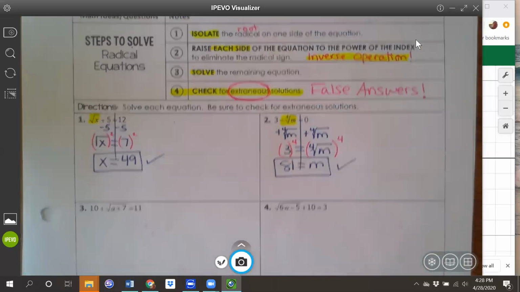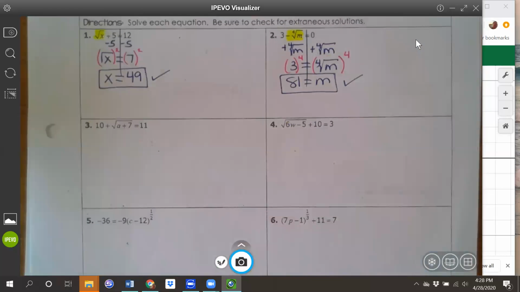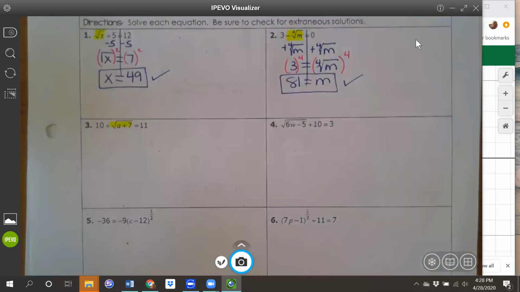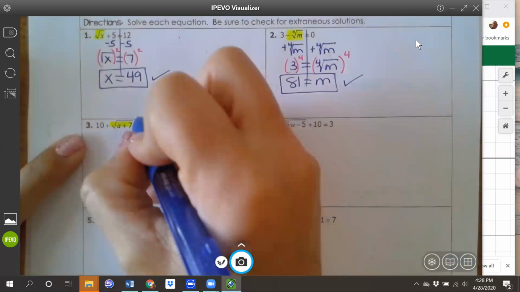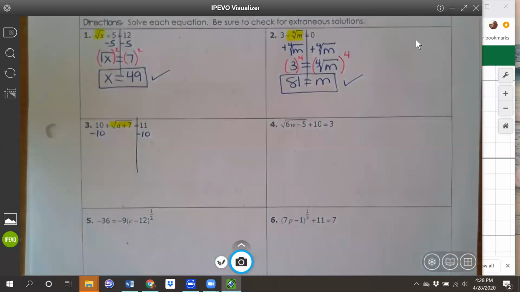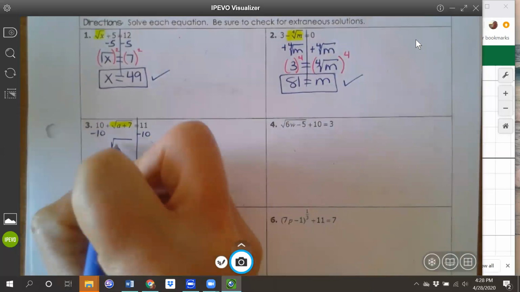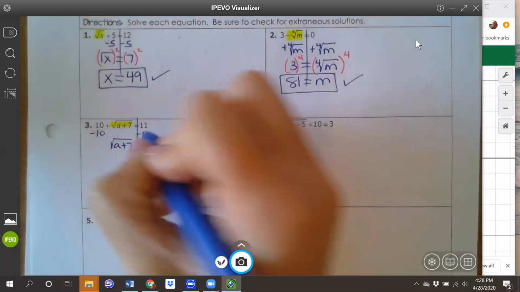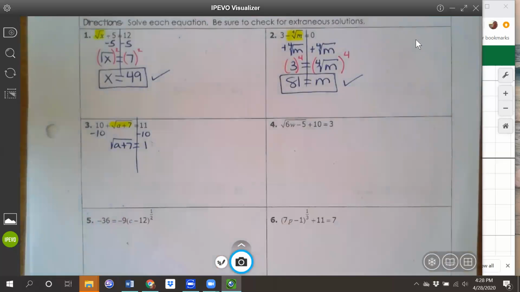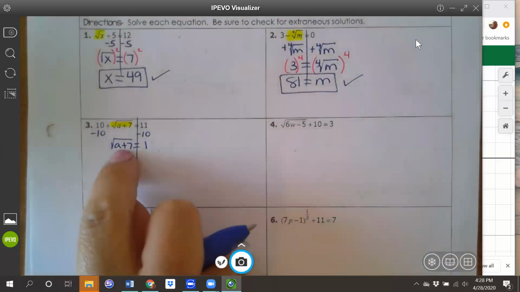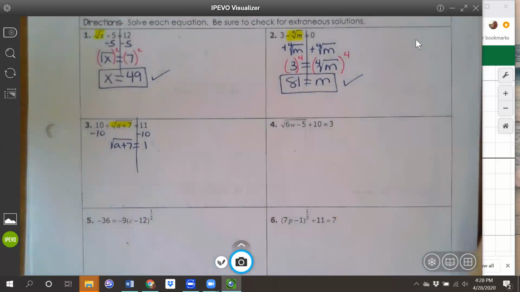All right, next one. I need to get the root by itself, which means that this 10's got to go. How do we do that? Subtracting 10 on both sides. So the square root of a plus 7 is equal to 11 minus 10 is 1. And now we have to get rid of the square root. How do I kill off a square root?